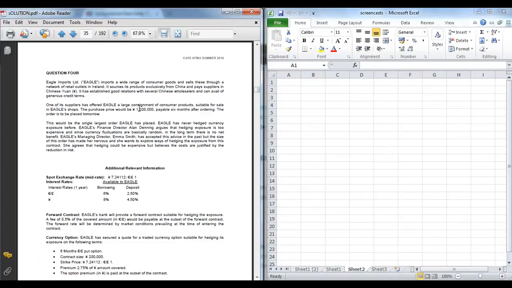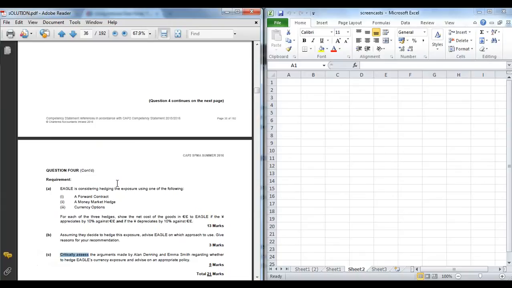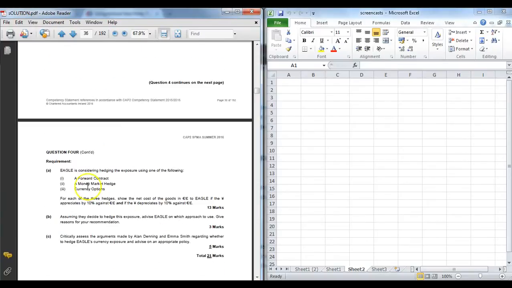So again, that will link to part C in terms of who is right, and you're asked to critically assess, meaning look at the pros and cons. So always watch for the verb there. And then we're given some information about the relevant interest rates, the spot exchange rate, and of course more detail on the forward and currency for the two relevant options. So the first protocol then is to deal with part A, the actual calculations.